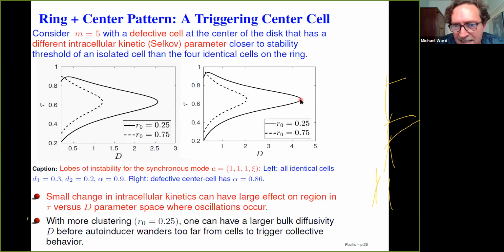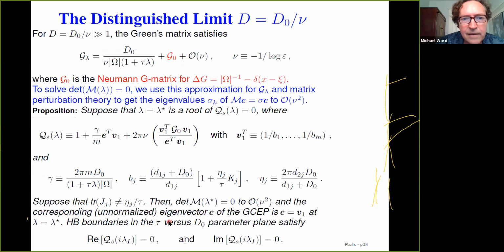So what do you see? The instability lobe here exists up to here. Here it exists only up to 2.5. And so small changes of the intracellular kinetics can have a large effect in this region. With more cell clustering, you can have a larger bulk diffusivity before the bulk chemical is washed out. But small changes in a defective cell can influence the synchronization drastically.